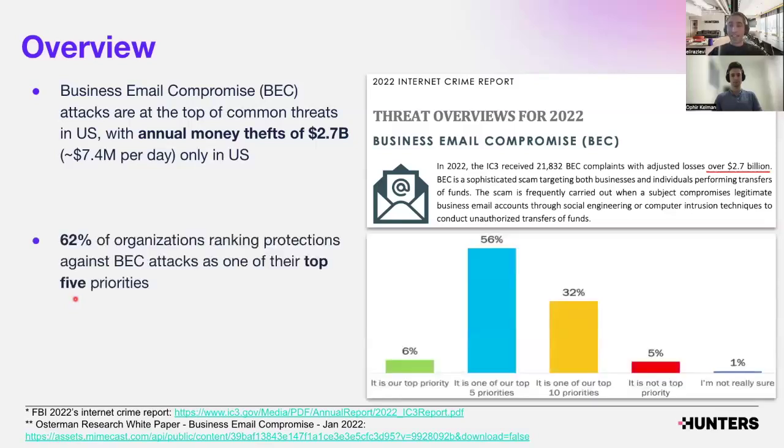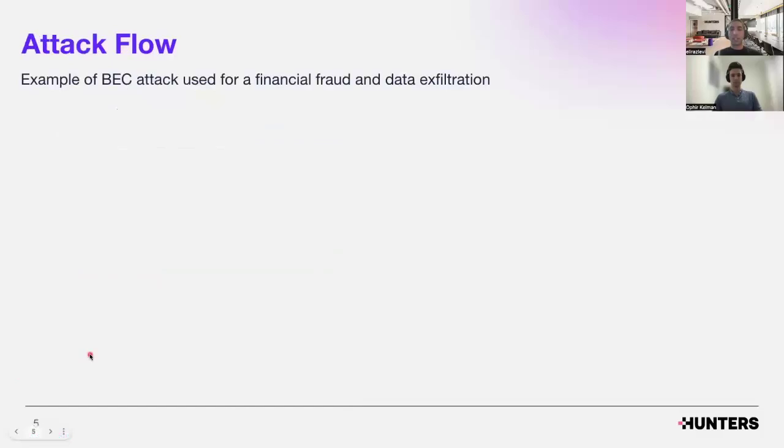Having said that, it's not a surprise that more than 60% of organizations are ranking protection against BEC attacks as one of their top 5 cybersecurity concerns. So how did $3 billion disappear? Let's see a short example.